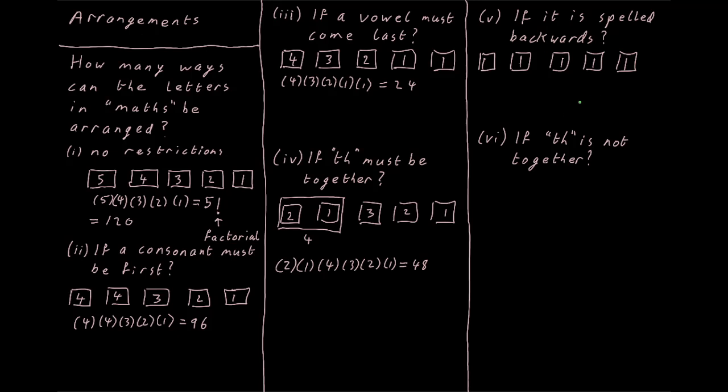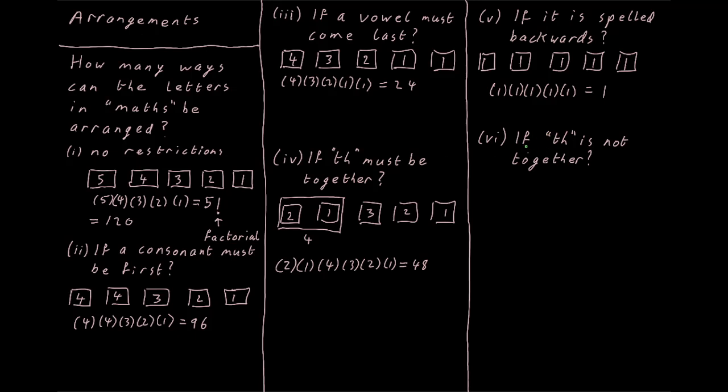I don't really have much of an option at all. If it has to be spelt backwards, then I only have one way of doing that. Now I can multiply 1 together 5 times, but logically speaking, I only have one way that I can spell that word backwards.